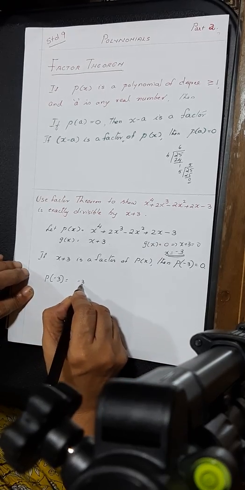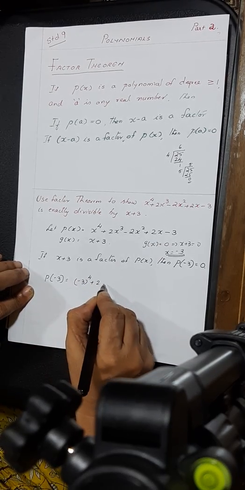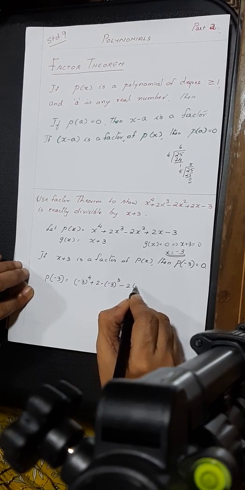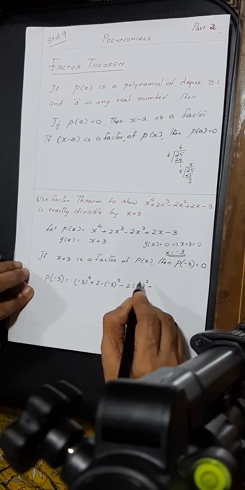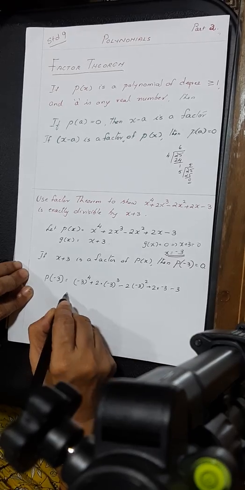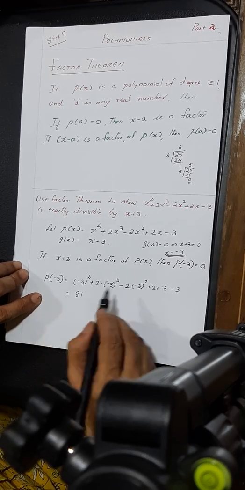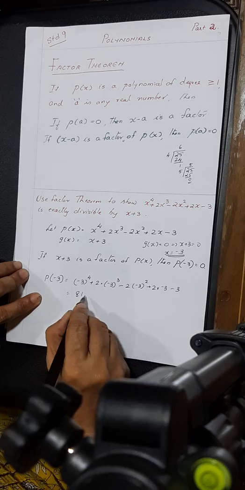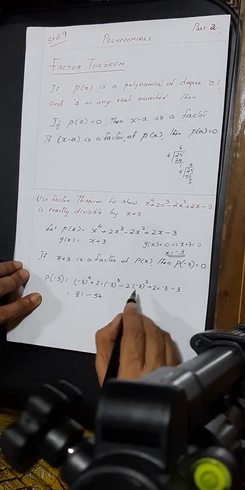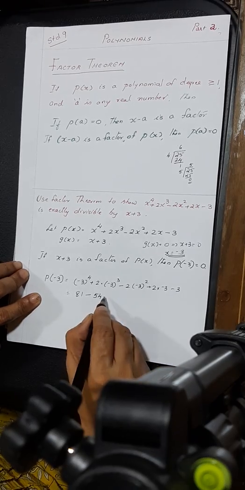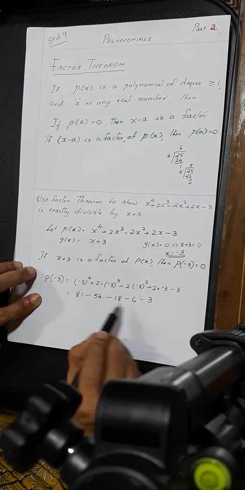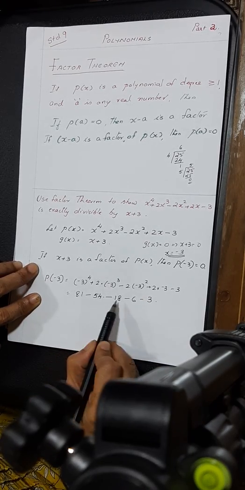So, you get minus 3 the whole to the power of 4 plus 2 into minus 3 to the power of 3 minus 2 into minus 3 the whole squared minus 3 plus 2 into minus 3 minus 3. So, this is positive 81. So, 27 minus 54, then this will become 9 plus 9. So, minus 18. So, minus 6 minus 3. So, all are minus, we will add.